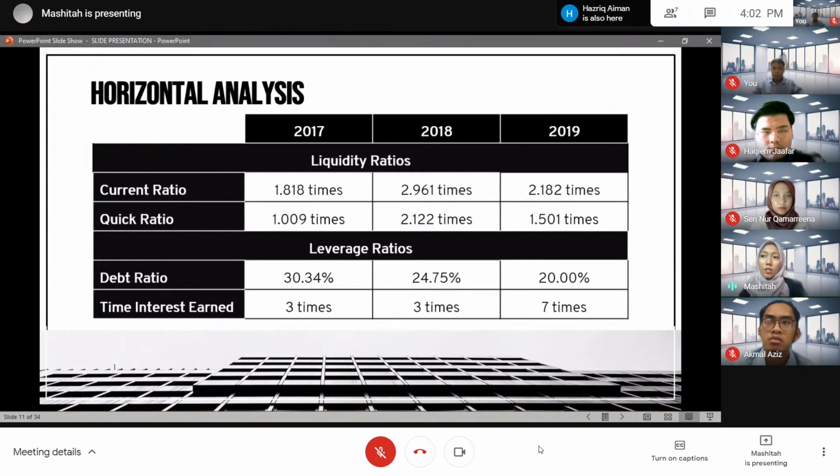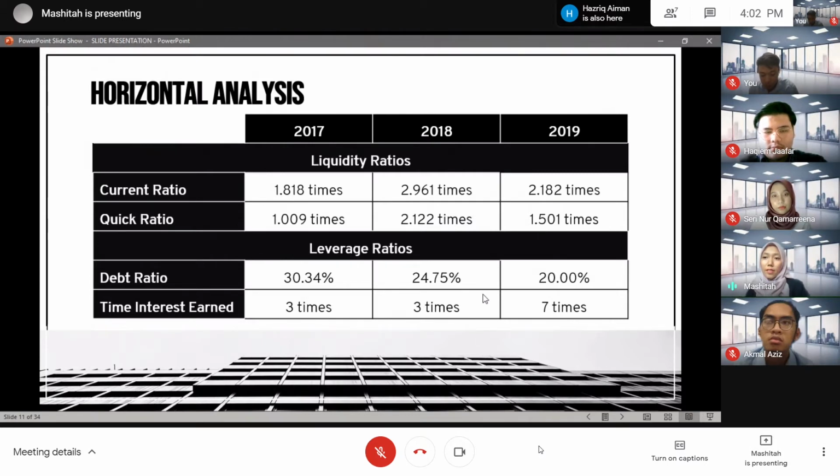So this shows that the company, which is Rubberex, is capable of paying its short-term obligations using its current assets. However, the lowest current ratio and quick ratio for these 3 years are during 2017, which is 1.818 times and 1.009 times respectively. These lowest liquidity ratios are probably due to the decline in trade and other receivables that happened in 2017. Next, we have leverage ratios.